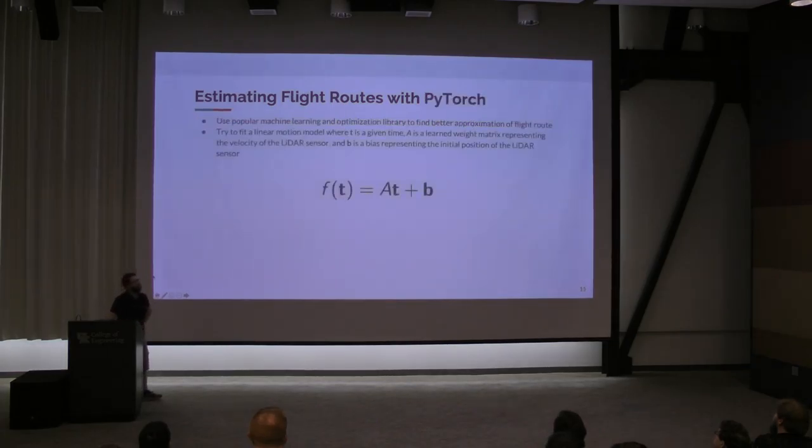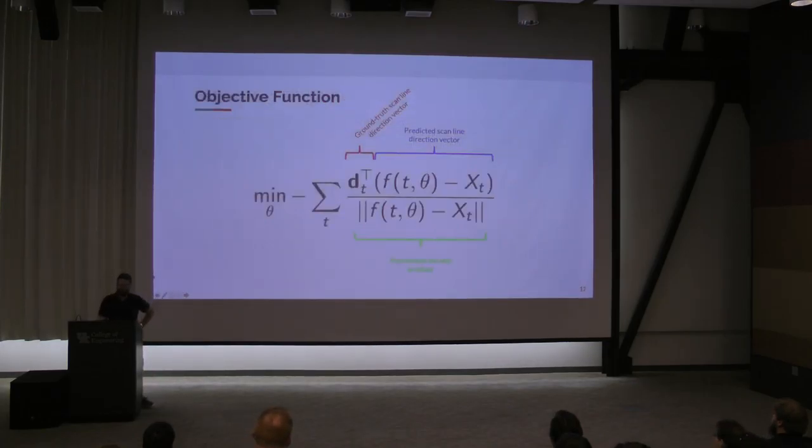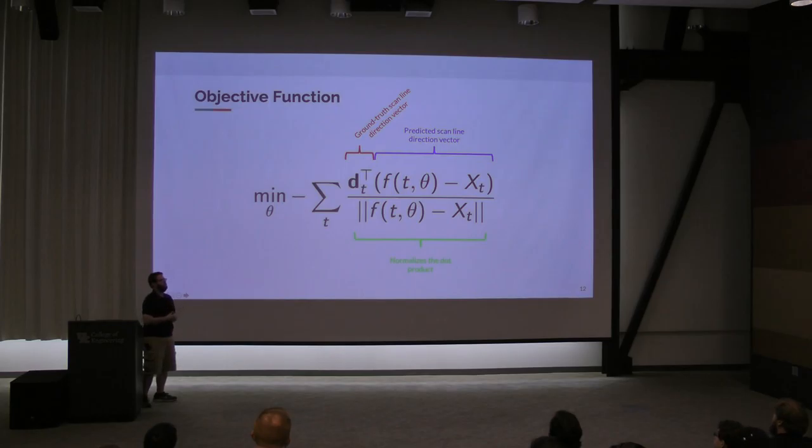So then what we want to do is get a better model. We can use the optimization library known as PyTorch and construct a simple linear motion model represented as f of t, which is time, equal to A times t plus b, where A is your initial velocity and b is your initial position. And then what we're going to try to minimize is basically the similarity between two scan lines, represented as a dot product loss.